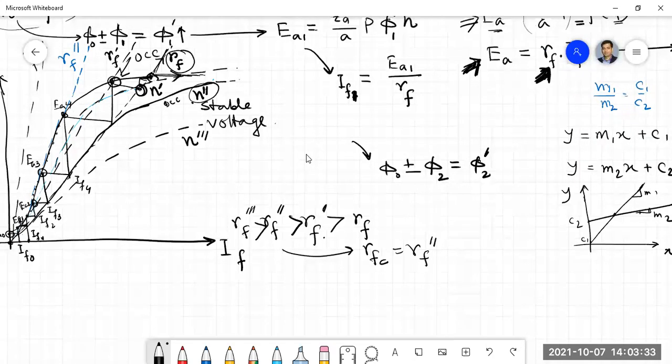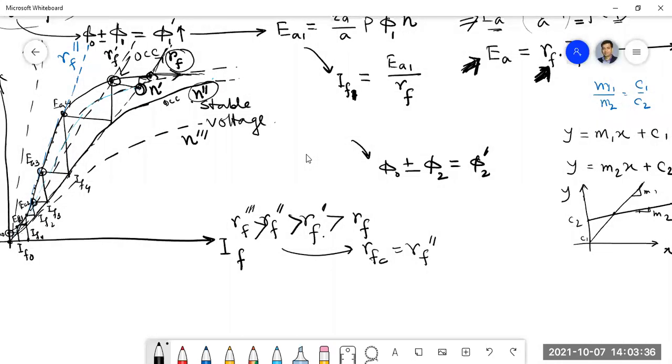Now we can say there are two conditions. If the machine doesn't satisfy them, there may not be any voltage build-up in a DC shunt generator. What are the two conditions? Can anybody sum up? From this discussion, we got two conditions. If the machine doesn't satisfy that, the voltage build-up may not be possible. What are the two conditions?